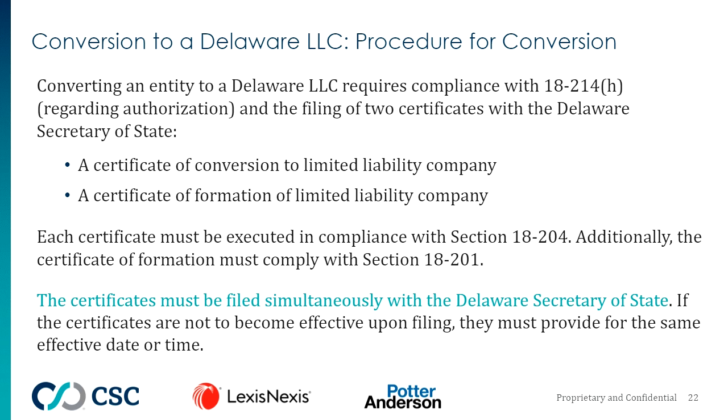So there are a couple of things that have to happen procedurally when converting to a Delaware LLC. In addition to the certificate of conversion to LLC that you have to file under 18-214(h), you also have to file simultaneously a certificate of formation. And as Alyssa alluded to previously, those certificates are effective upon the filing, which is why you file them simultaneously, or you can provide for a future effective date. And so execution, as mentioned here, is 18-204. It has to be a person authorized to execute the certificate on behalf of the other entity or non-U.S. entity. And then for a certificate of formation, that's by an authorized person. And as I mentioned, filed simultaneously or provide for a future effective time.